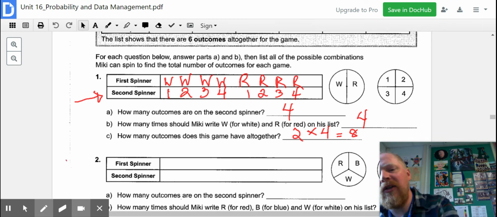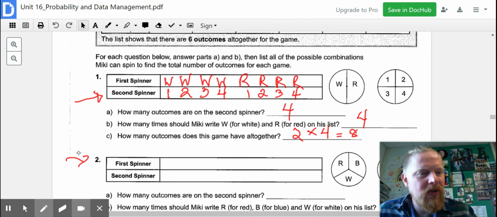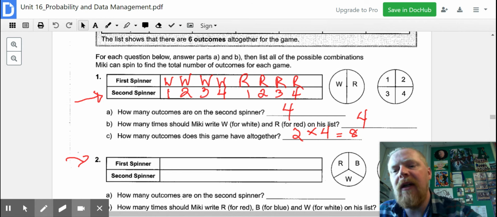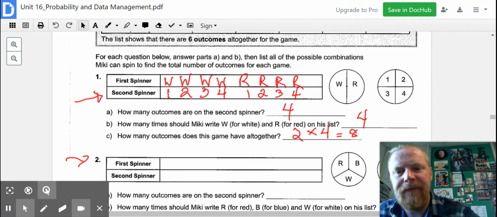Do question 2 and question 3. Question 2 and 3 follow the exact same pattern, so I'll let you kind of do those on your own, and then we'll take a look at question 4 on the next page.